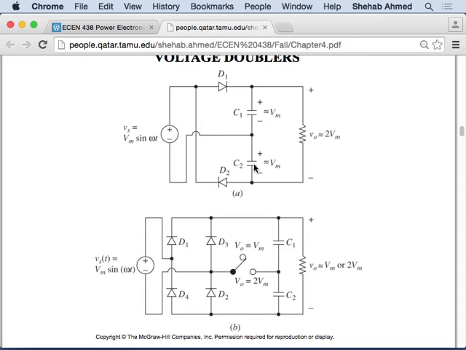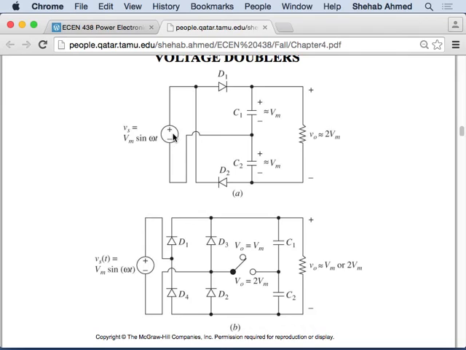So these capacitors. If I am able to charge these two capacitors to my maximum voltage, V maximum, then I'm able to get 2 V maximum at the output, right? If I'm able to do that, then it's great. So how would I do that? Let's see what they're doing here.